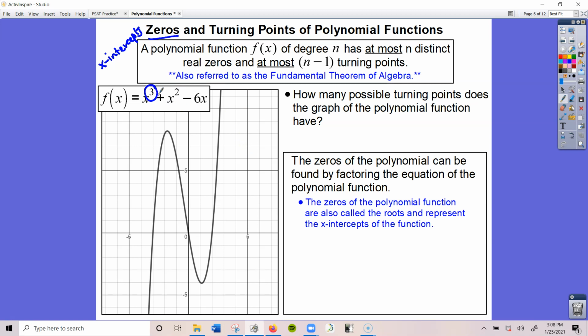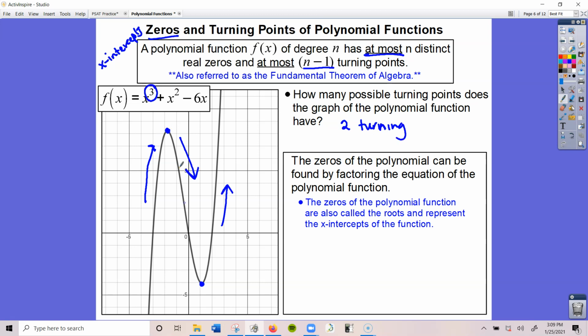That degree also tells us how many turning points we should have. A turning point is when your graph changes from increasing to decreasing or from decreasing to increasing. And it basically occurs wherever you have any extrema, which are your minimums and maximums. I put here that in order to figure out how many turning points, it will have at most n minus 1 turning points, meaning the degree minus 1. Since the degree is 3, subtract 1, we would have 2 turning points.